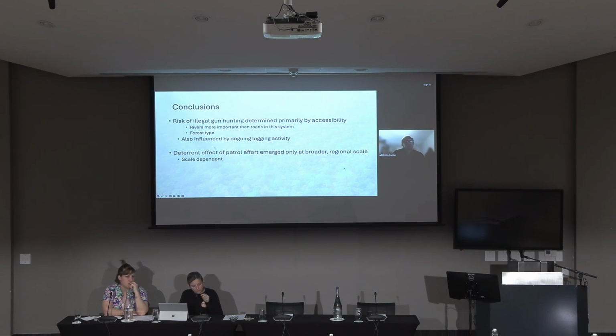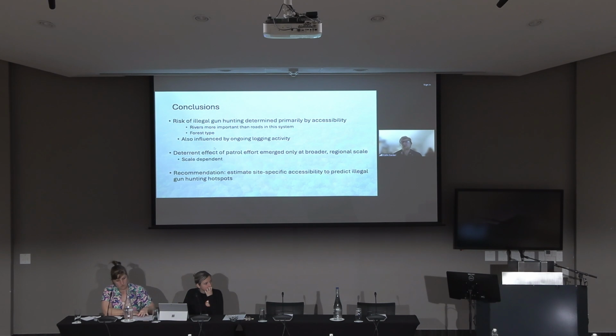And then lastly, considering that the accessibility hypothesis received the most support, one recommendation for conservation and management would be to use all these variables and all these parameters that we talked about to estimate site-specific accessibility as a proxy for risk, and then to predict poaching hotspots and more effectively plan patrol routes.